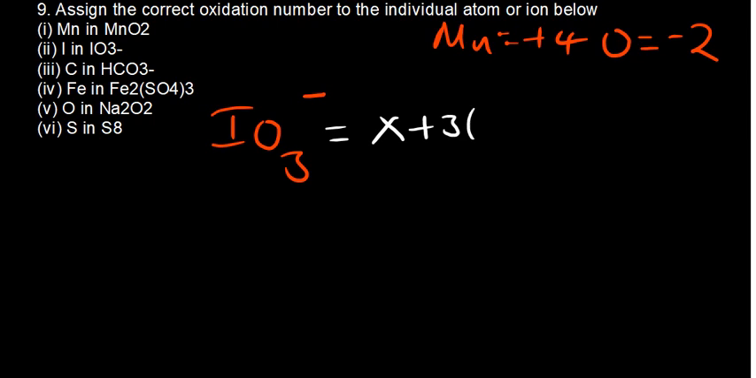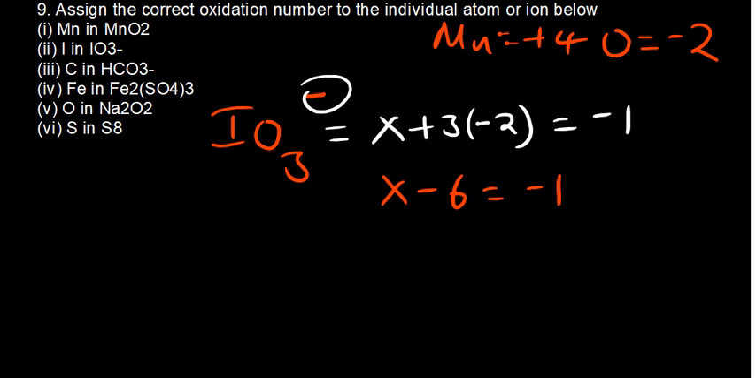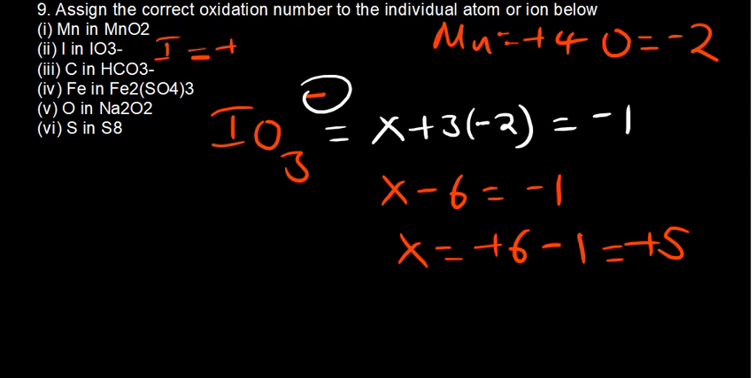For oxygen we are saying 3, so each has a negative 2. The overall charge of the compound is a negative 1. So we have x minus 6 being equal to negative 1. Our x is positive 6 minus 1, which is positive 5. So we have a positive 5 for iodine. Oxygen still stands to be a minus 2.